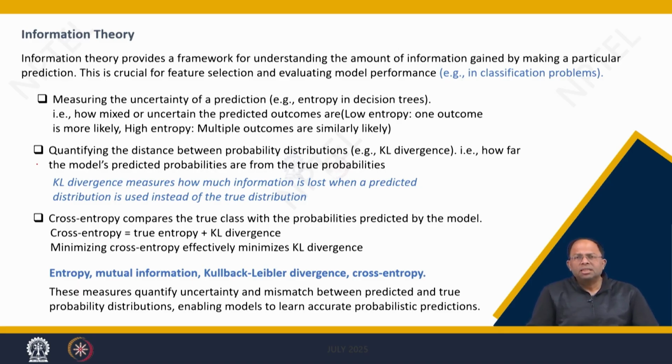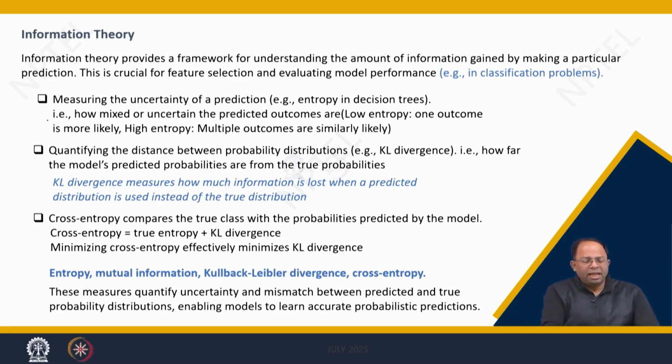So this concept is utilized in information theory. Quantifying the distance between probability functions is KL divergence, that is, how far the model's predicted probabilities are from the true probabilities. So that also can be measured. This is part of information theory, and KL divergence measures how much information is lost when a predicted distribution is used instead of a true distribution. Then there is cross entropy as well, which compares the true classes with the probabilities predicted by the model, and cross entropy is basically true entropy plus KL divergence, and minimizing cross entropy effectively minimizes the KL divergence.